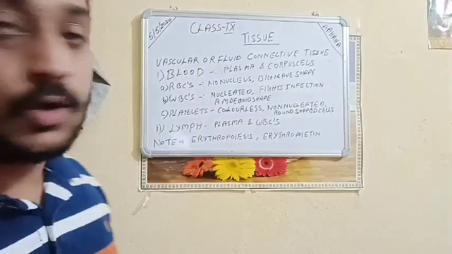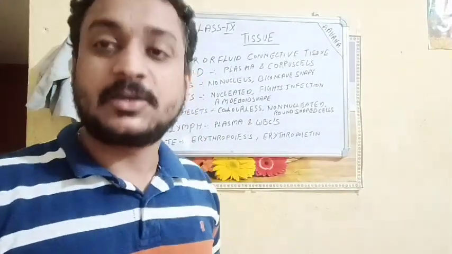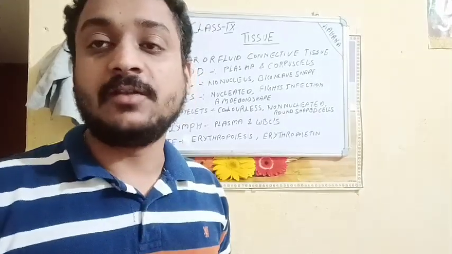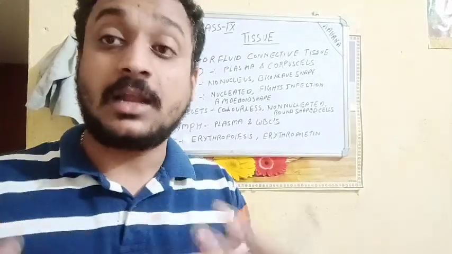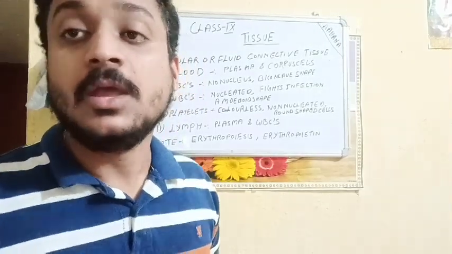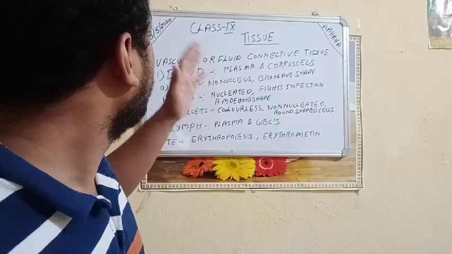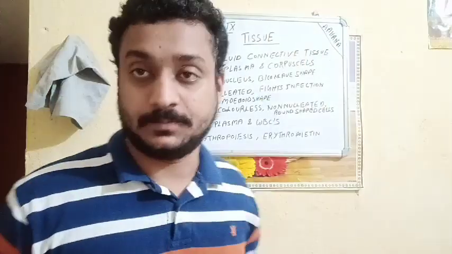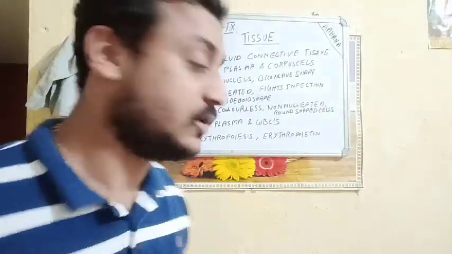Today, this class is for class 9th for the chapter tissue. In the last class, we have learned about the skeletal connective tissue, that is about cartilage as well as bone. Today, we will learn about vascular or fluid connective tissue. Vascular or fluid connective tissue.